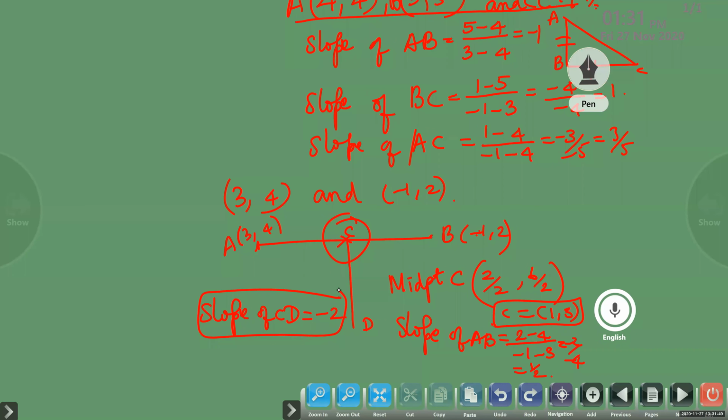2x plus y minus 5 equal to 0. 2x plus y minus 5 is 0.